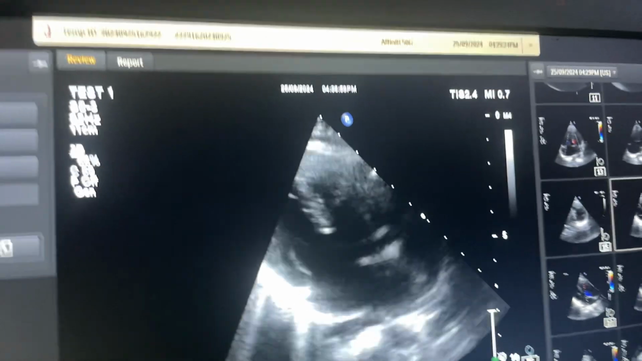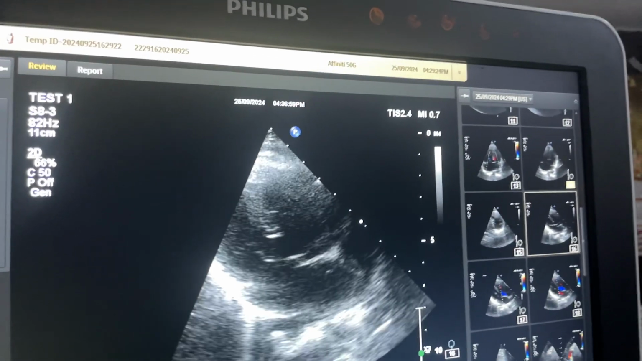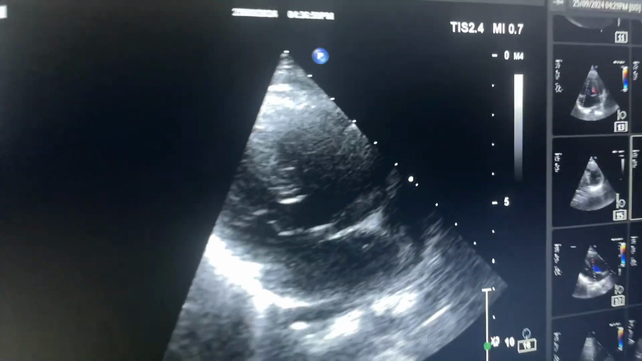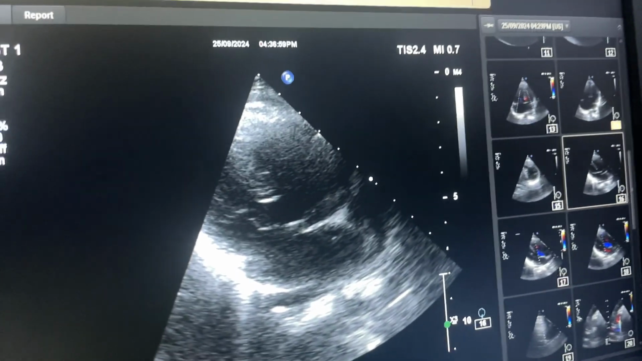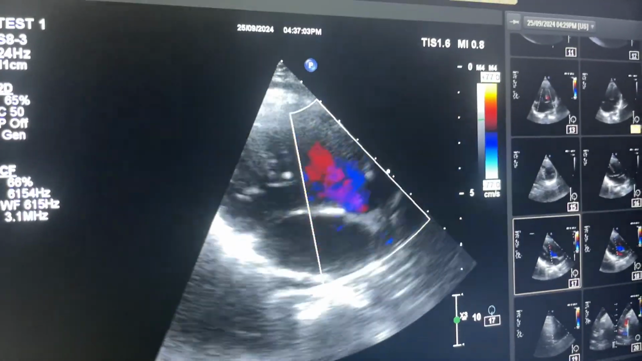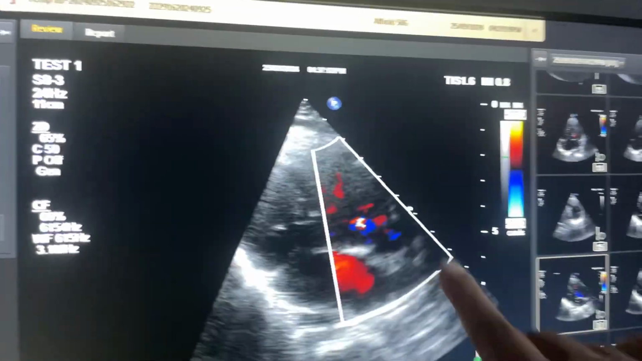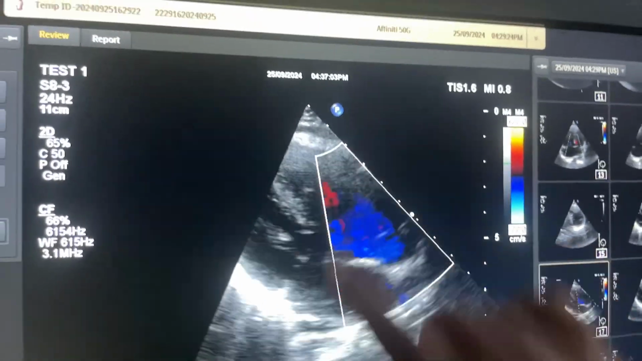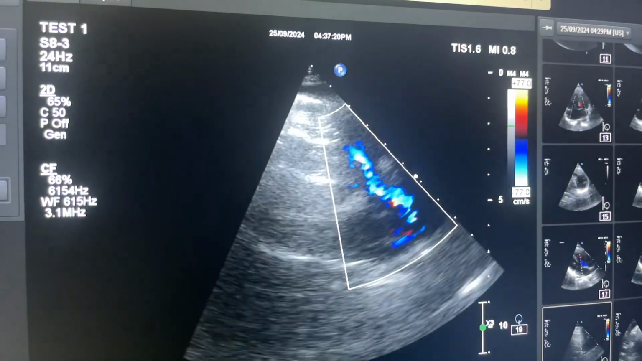Now you can see most of the great arteries, most of the aorta is coming out of right ventricle. Same thing, you see this is aorta and this is right ventricle, and aorta is mainly coming out of right ventricle.